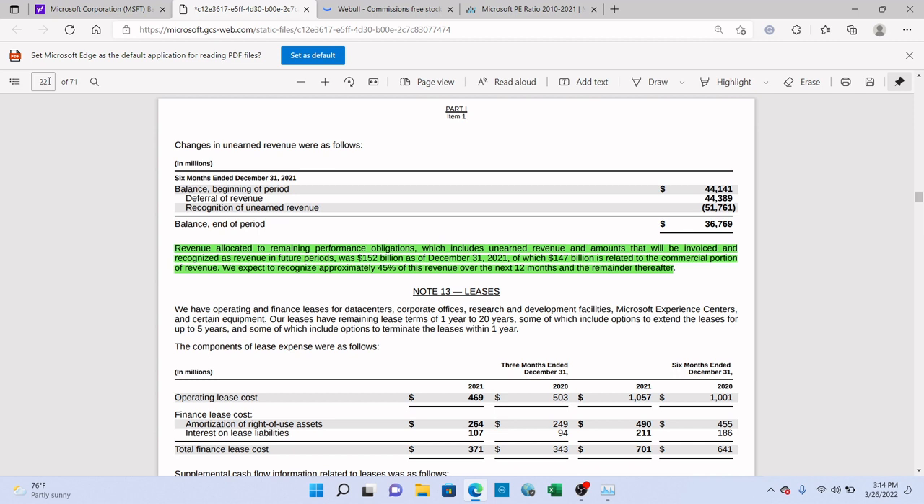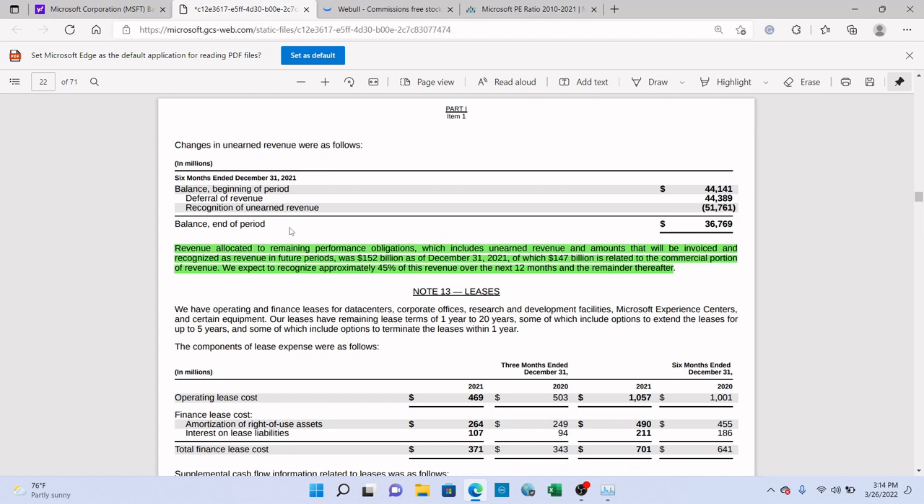Maybe this could be like a subscription or some ongoing service. But the point is that they have this revenue that they can't necessarily recognize at a certain point in time. They have to recognize it in the future.